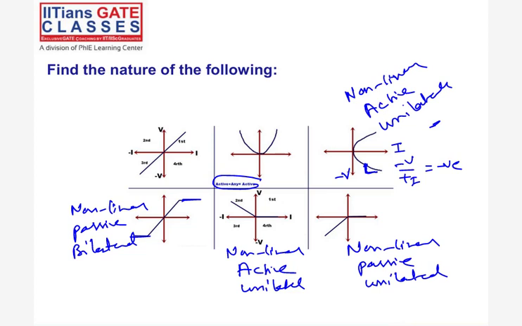Sir, in the second and the third diagram, how can we say it's unilateral? What if the slope is the same, even though it's negative, but the slope is the same?